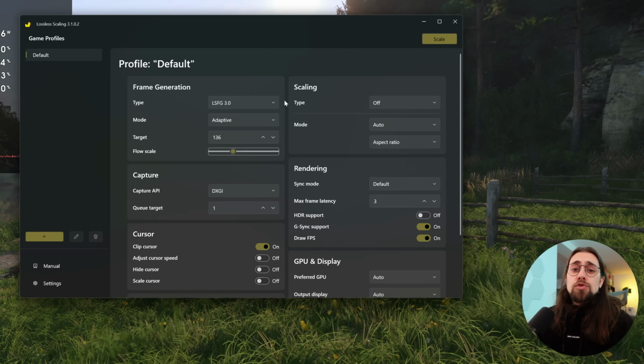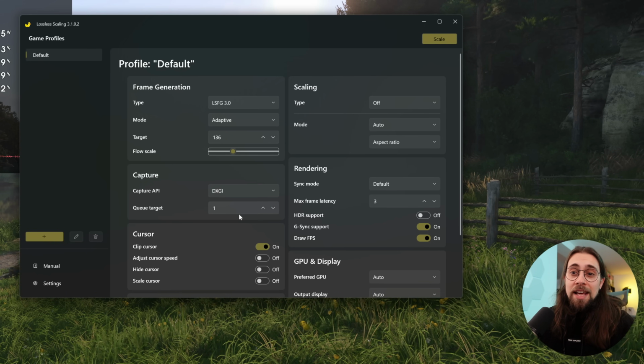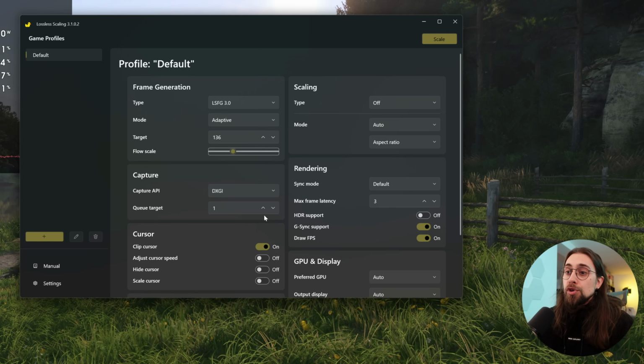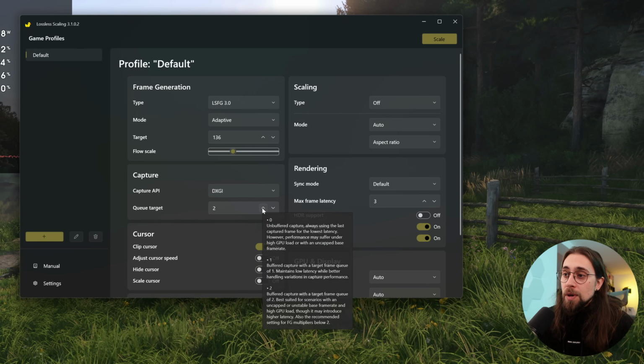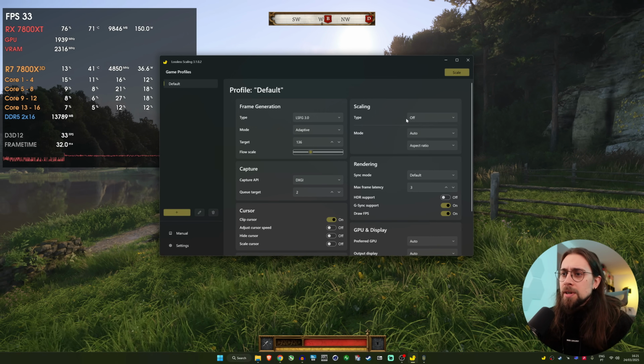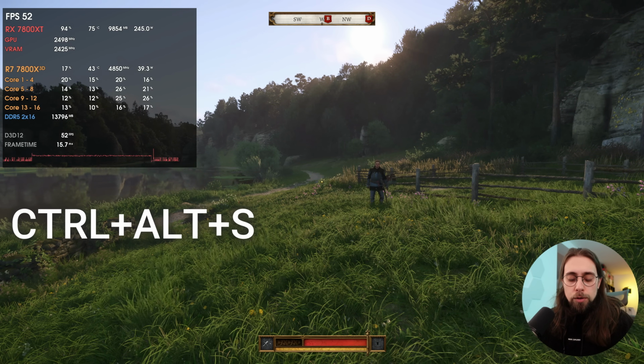Completely crashing. Now we try the adaptive frame generation, and remember that it said that if we are going for, let's say, uncapped frame rates, we should use the QE target up to 2. And we did have some latency there, so let's try the QE target to 2. Now again, Ctrl Alt plus S.